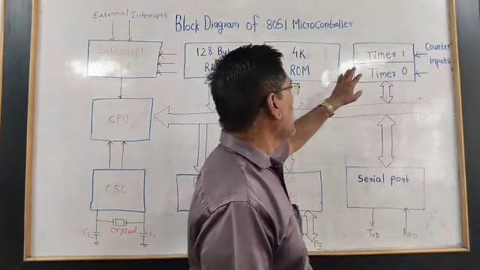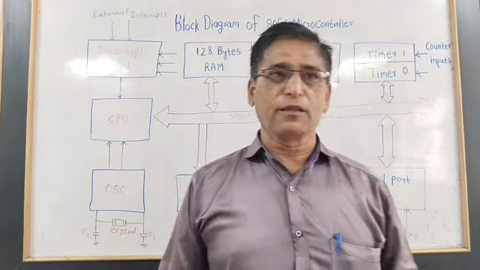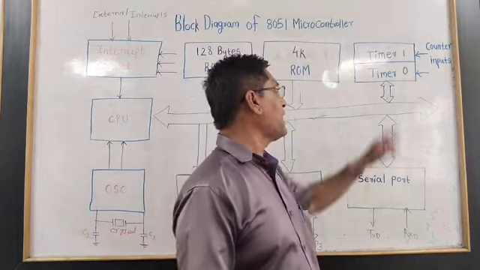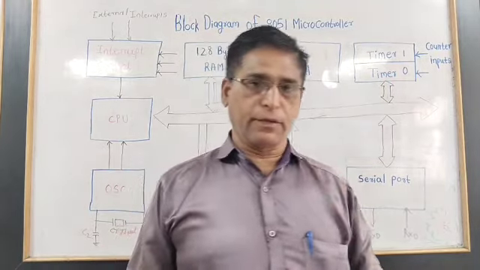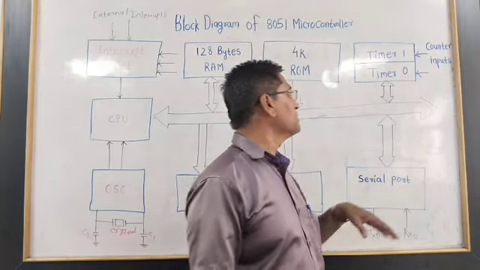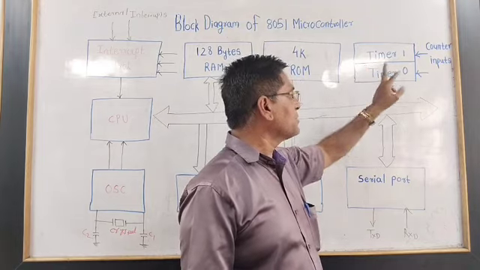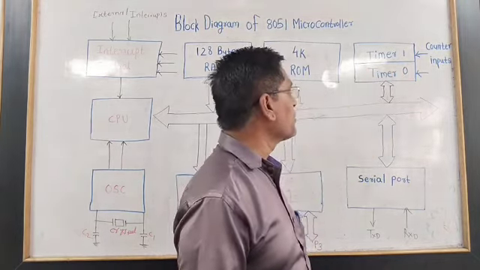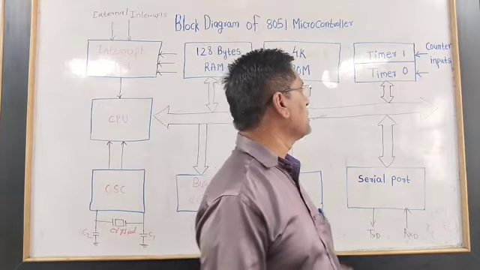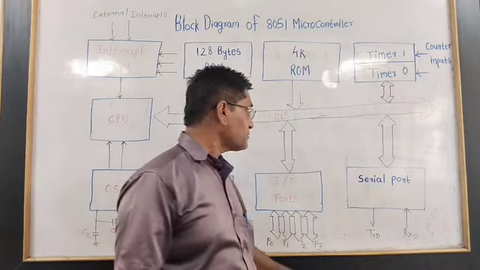Now it also has 2 timers, that is timer 0 and timer 1. Timer 0 and timer 1 are both 16-bit timers. So it can store 65,536 bytes of data, that is in general 64 kilobytes of data, and the counters are used to count the clock signals.